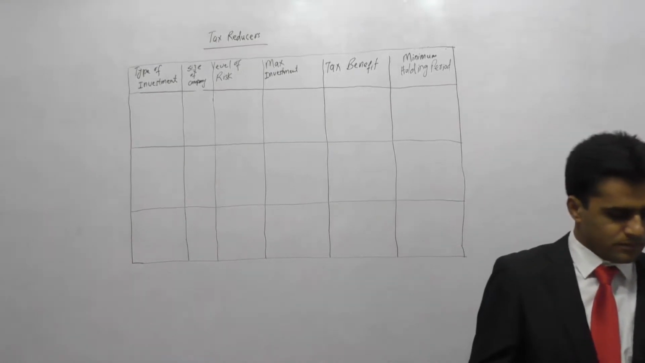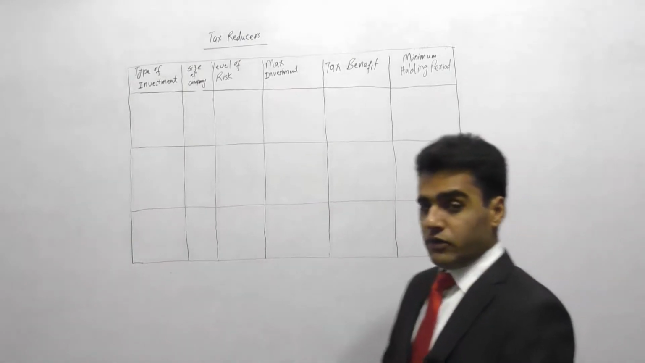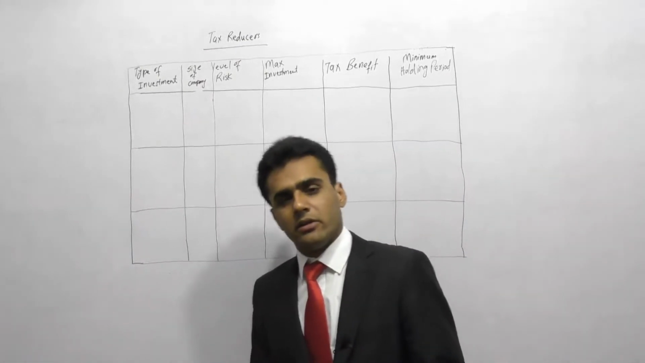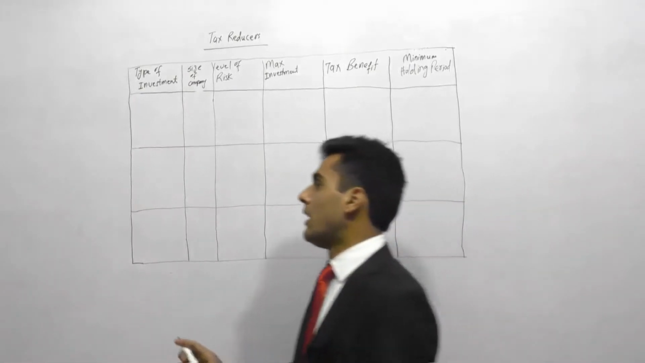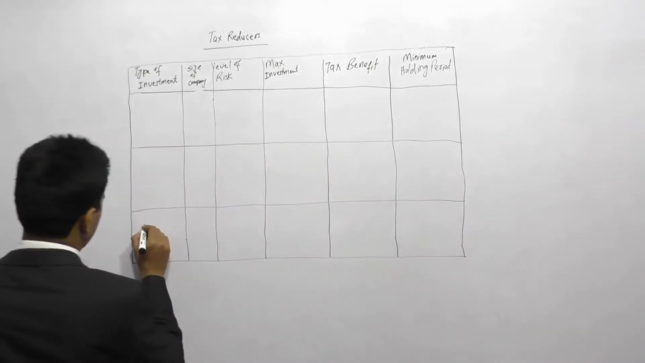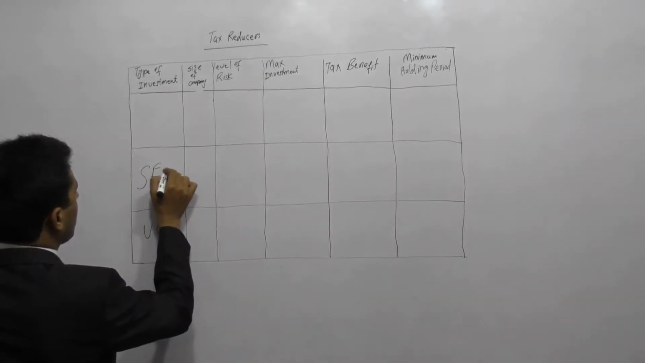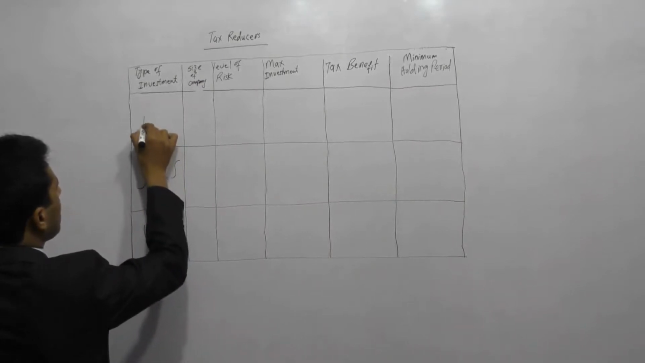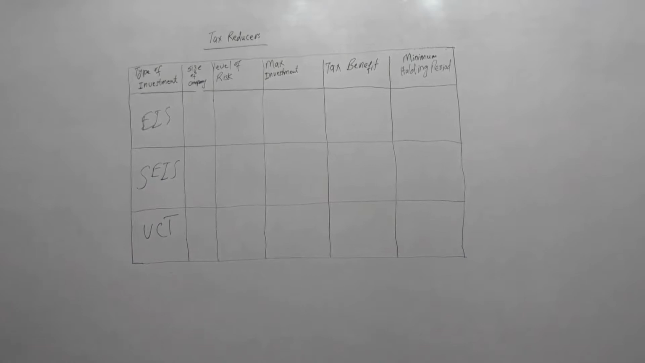Let's come on the board. So these are the 3 schemes which I have just shown you. One is EIS, Enterprise Investment Scheme. The second one is SEIS, and the third one is VCT. EIS, SEIS, and VCT: Venture Capital Trust, Seed Enterprise Investment Scheme, and Enterprise Investment Scheme.